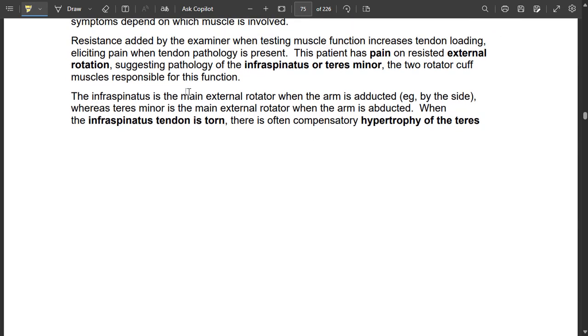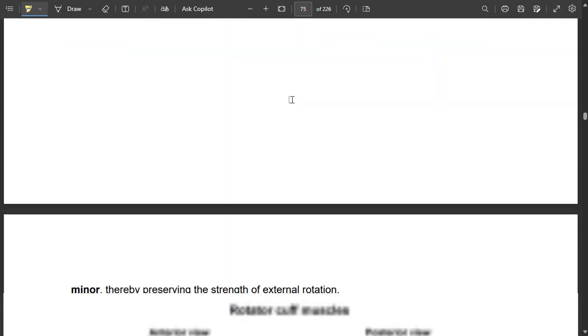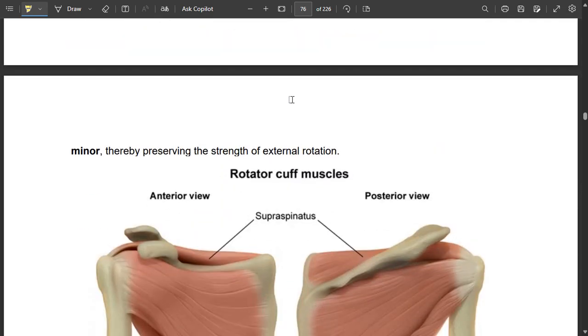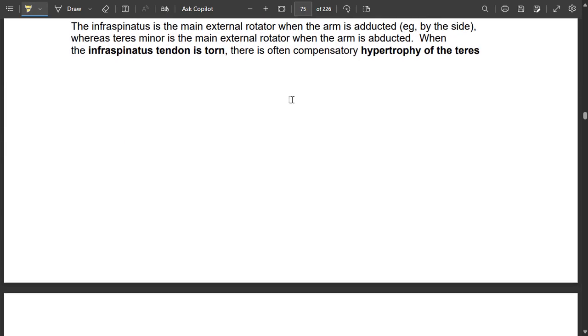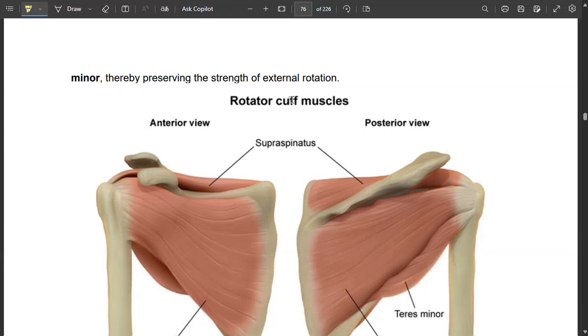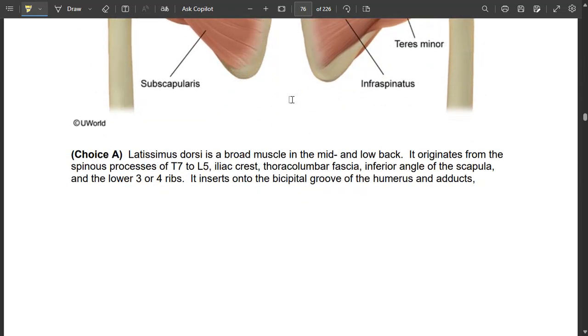So infraspinatus is the main external rotator when the arm is adducted by the side, while teres minor is the main external rotator when the arm is abducted. So during abduction teres minor helps, while in adduction infraspinatus helps. When the infraspinatus is torn, there is compensatory hypertrophy of the teres minor, thereby preserving the strength of external rotation.